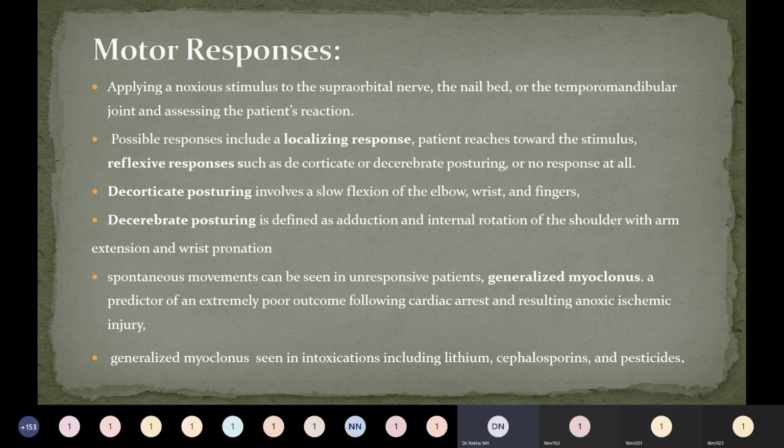Decorticate means a slow flexion at the elbow joint, wrist, or fingers. That is decorticate. Decerebrate means adduction, internal rotation of the shoulder with arm extension and wrist pronation. That is decerebrate posturing. Even in unresponsive patients, we can get subtle spontaneous movements that can be generalized myoclonus, which is usually suggestive of a poor outcome. Usually this myoclonus is present post cardiac arrest due to anoxic ischemic injury.